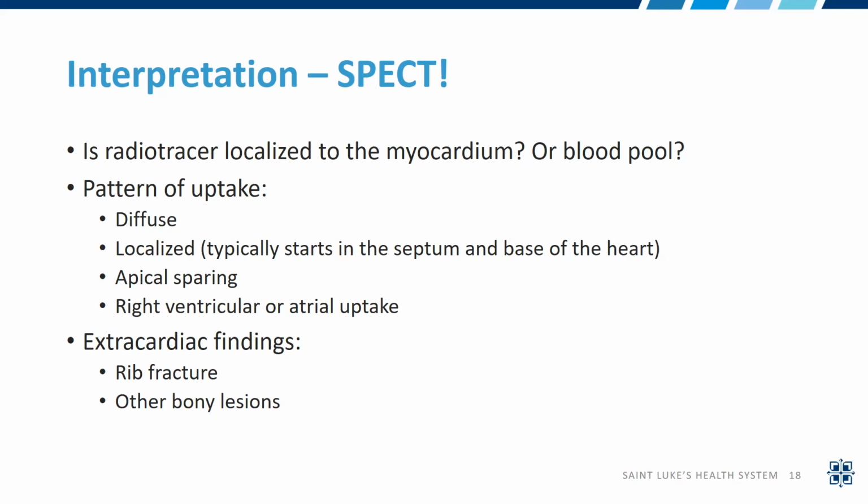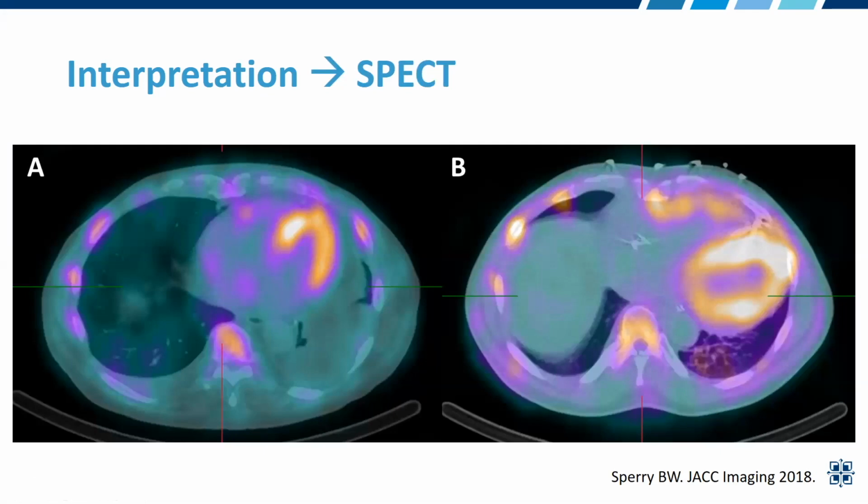We need to move towards SPECT. Visualizing, is the radiotracer localized to the myocardium or is it in the blood pool? What's the pattern of uptake? And then look for extracardiac findings, obviously, rib fractures, usually other bony lesions are things that you can see.